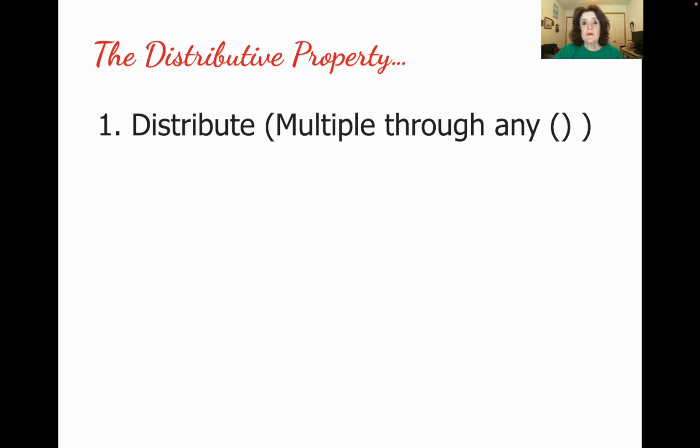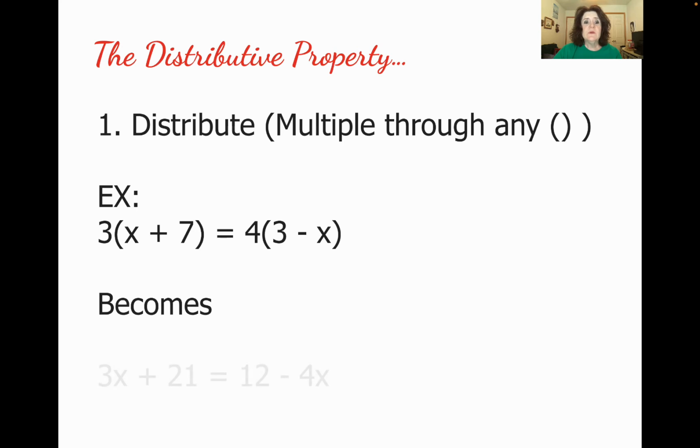So the distributive property, if you remember, is multiplying through any parentheses. If you had 3 times x plus 7 is equal to 4 times 3 minus x, you would multiply the 3 through and the 4 through, and you would end up with 3x plus 21. 3 times 7 is 21. 4 times 3 is 12. And 4 times a negative x is a negative 4x. The sign in front of it goes with it. And negative and minus are the same thing.